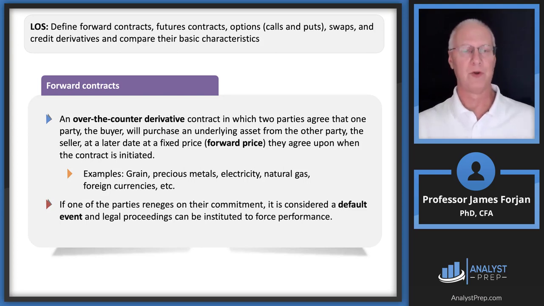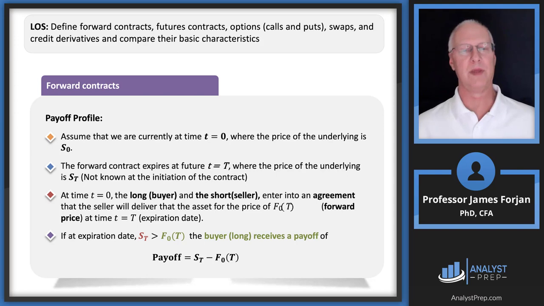Now, of course, when there are two individuals like you and I, or two organizations like two financial institutions, one party may decide not to participate at the end of the contract. So this is called a default event. And of course, since this is a legal and binding contract, we can bring the court system in to make that determination of who has to pay and when they have to pay.